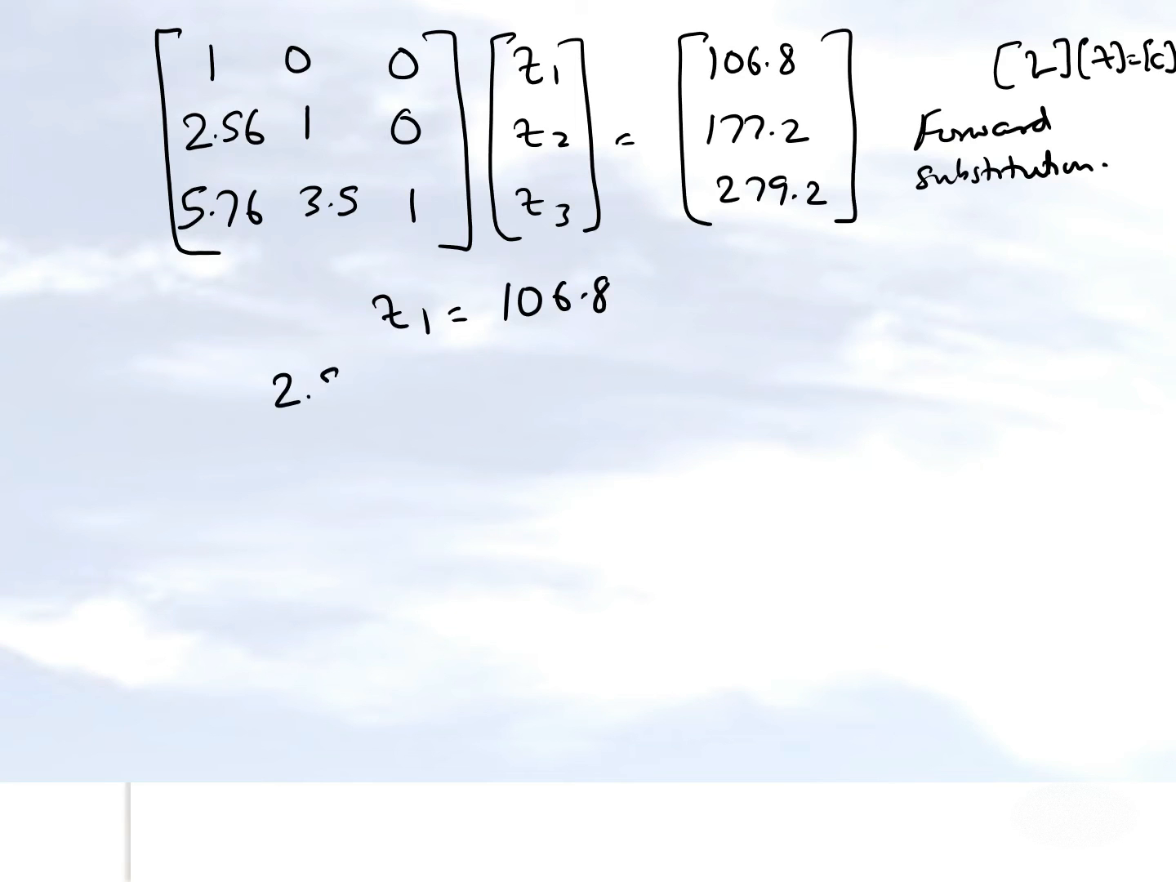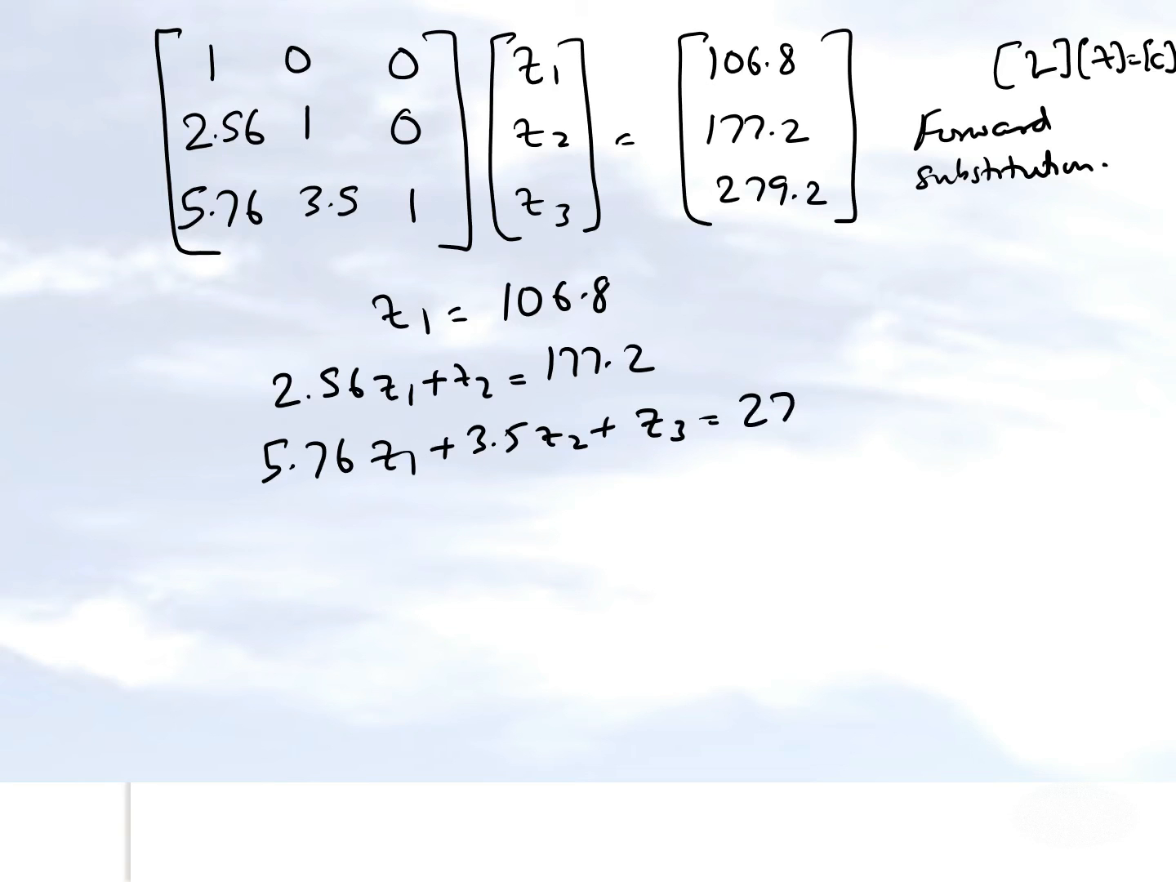Then the second equation will look like this, and we expand the third equation, we will get this equation right here. So it makes it clear that we need to solve this equation first. That's for Z1. Then we can solve for Z2 here, then solve for Z3 here. So Z1 is already 106.8, so we don't need to go any further than that.